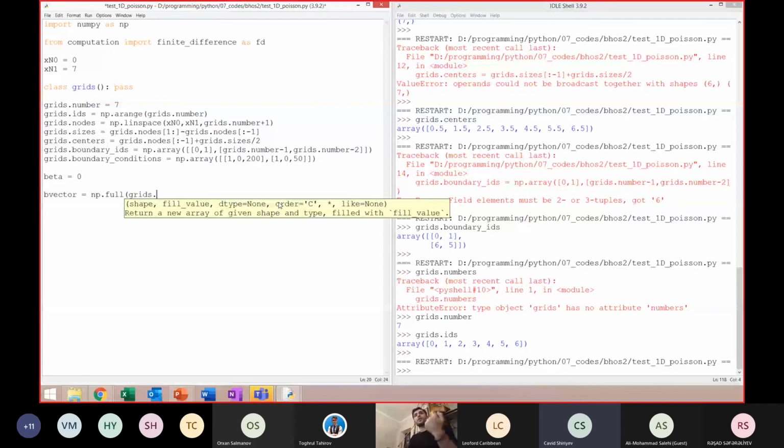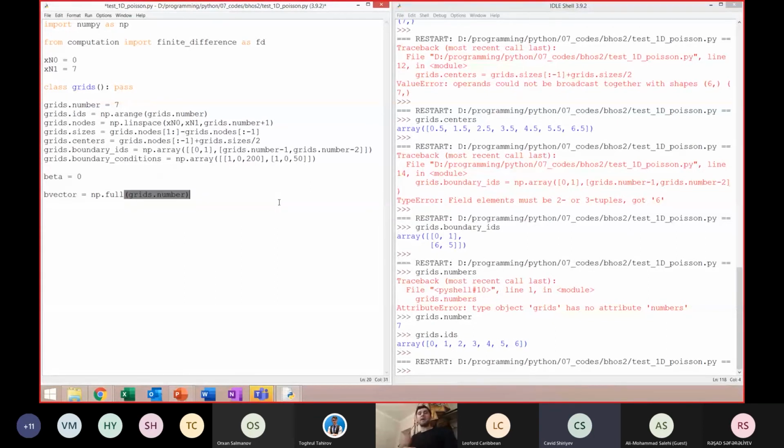We have grids number equal to 7, which means that the b vector is going to be a 7 by 1 vector as well. Or in Python terms, it can be a one-dimensional vector as well. Okay, so the first value is 0, and we don't have a second dimension for this b vector. It's going to be filled with the beta values. All the values are going to be filled with the beta. If it's 0, it's going to be filled with 0 values. If it's any other constant number, it's going to be filled with those values.